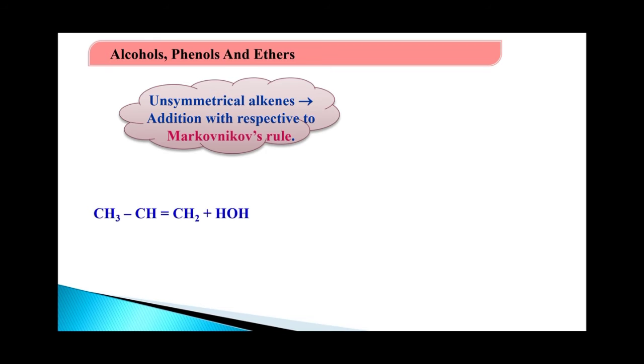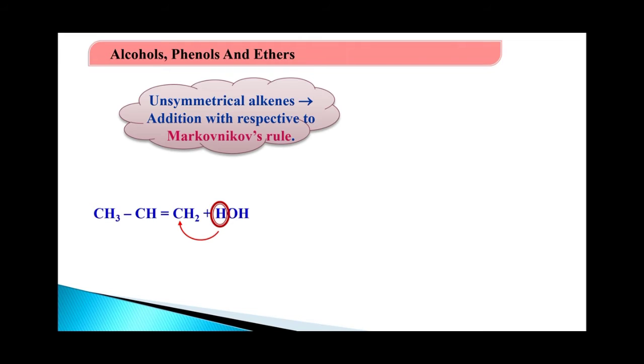Let us take one example, propene, CH3 CH double bond CH2, and I will add HOH, in which H is going to attack the least substituted carbon, that is CH2. In other words, in some other books you can also study it like this: the positive part of the adding atom will go and attack the carbon which contains more number of hydrogens. Both the definitions are the same.